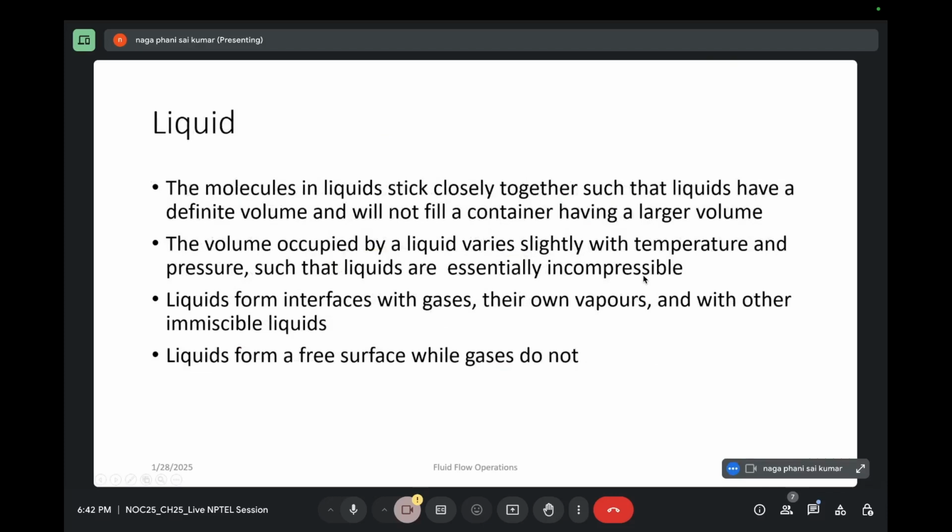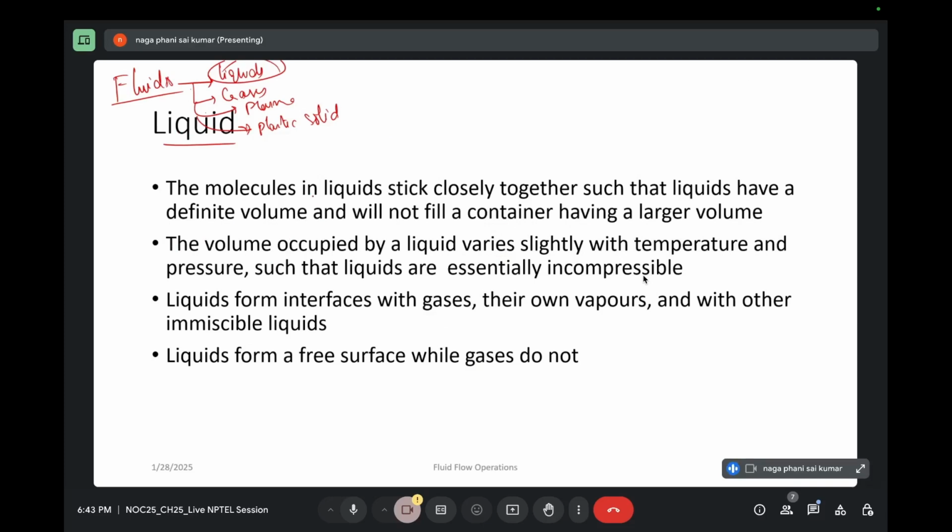So now coming to the first classification, that is liquids. In fluids we have liquids, gases, and plasma, right? And we also have other types like plastic solids. So this is the first classification of fluids.